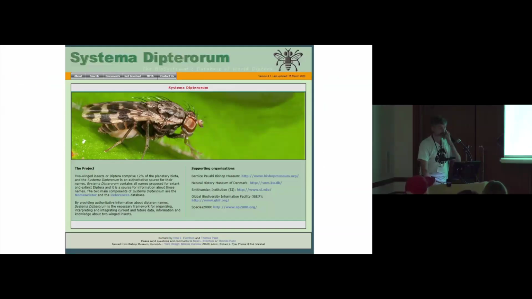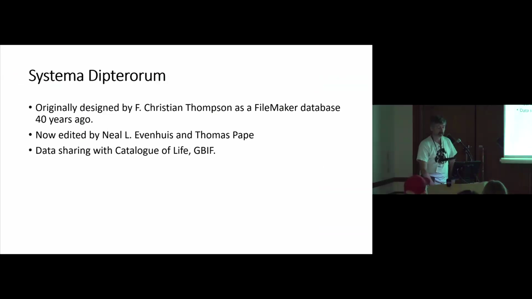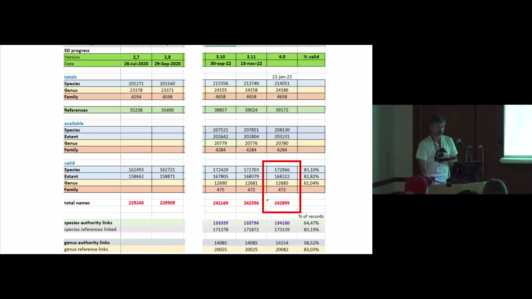Systema Dipterorum is an old database on diversity and classification of the insect order Diptera. It has a 40-year history, originally designed by Christian Thompson as a FileMaker database, with data entered by him, and after his retirement it is now inherited by Neal Evenhuis and Thomas Pape. Data is shared with Catalogue of Life, and through that to GBIF as well. We have had a long discussion. I have a disclaimer: it's still work in progress, so nothing is solid, but we have discussed the potential migration of data from the FileMaker database into TaxonWorks.